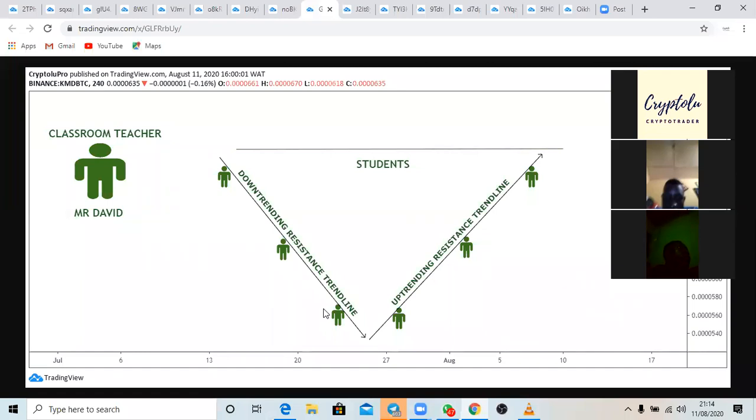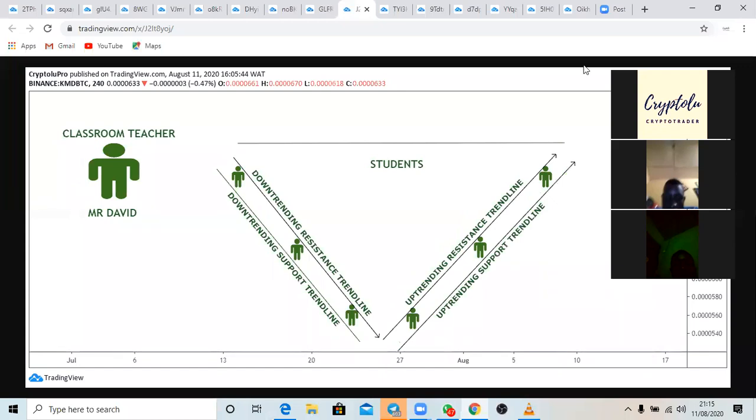Okay, good, good. Now, for the second one, what will the second one be called? Remember, the second one is going up, it's serving as support, and it's serving as trend line. So what will it be called? Anyone? Okay, good. Uche Samuel said uptrend support trend line. Okay, good, good. Exactly. That's what we have here.